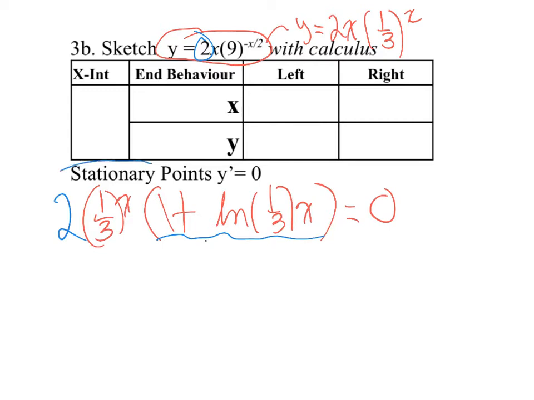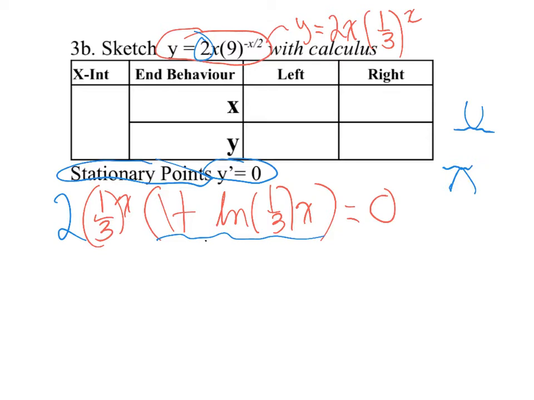And to get our stationary points, or critical points, we set y prime equal to 0. Because if y prime equals 0, that means we have a horizontal tangent. So that's where we're going to find our max or mins. We'll do that in a minute. First of all, let's get our intercepts.